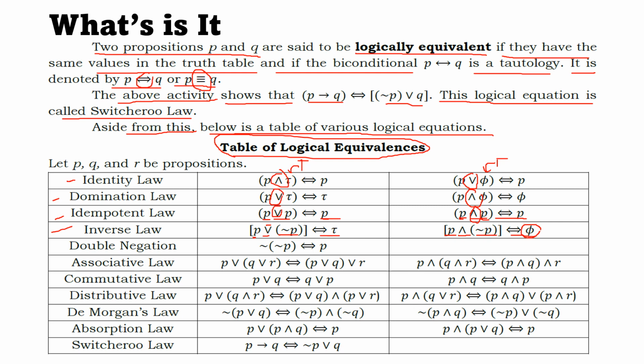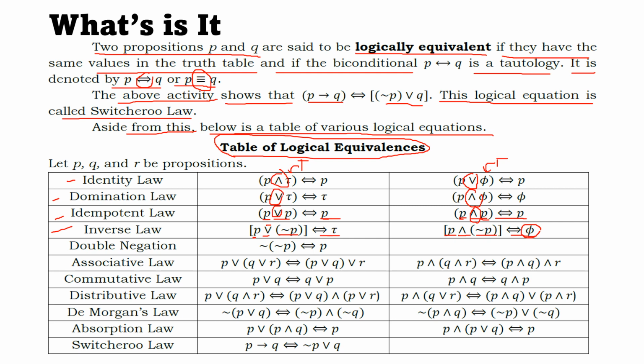Now again, any statement is either true or false. Hence, your P disjunction negation P is always true. So when you say that your P disjunction negation P is always true, then your P conjunction negation P is always false. So that's how we see the inverse law. That's why it is totally opposite of what I mentioned a while ago.